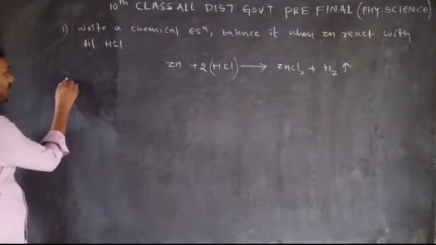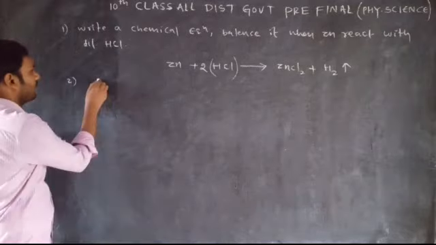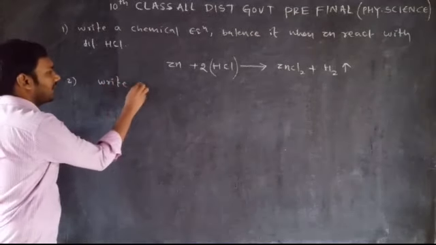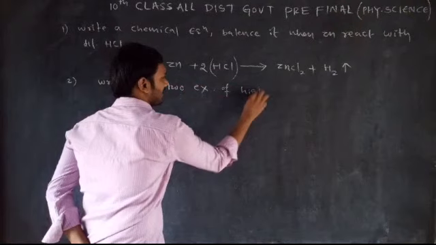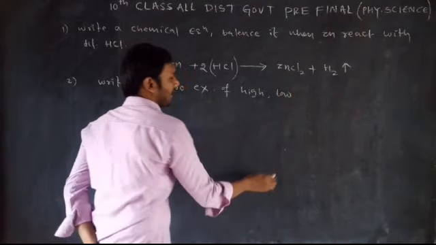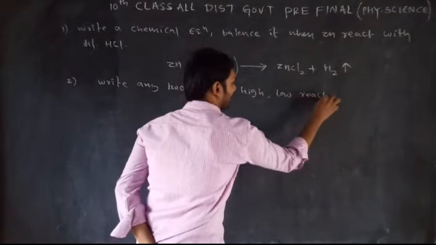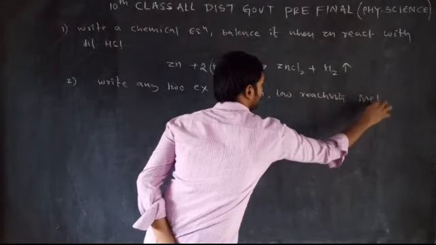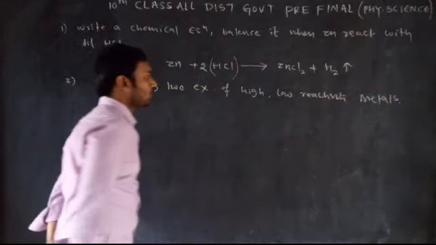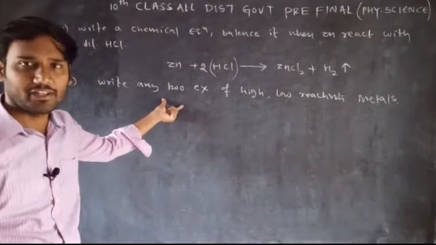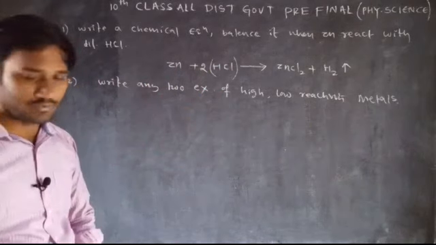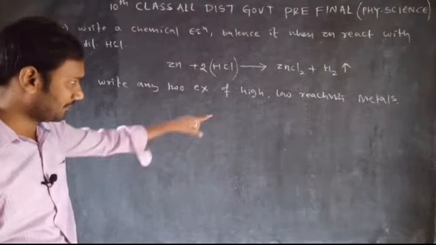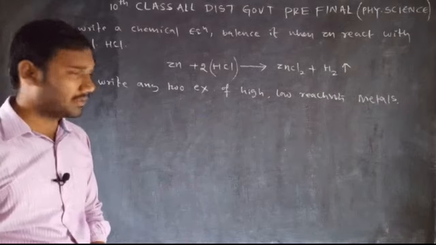And the next question, the second question: write any 2 examples of high reactivity metals and low reactivity metals. How many are asked? Any 2 from the high reactivity and any 2 from the low reactivity. So write any 2 examples of high reactive metals, and at the same time any 2 examples of low reactive metals.